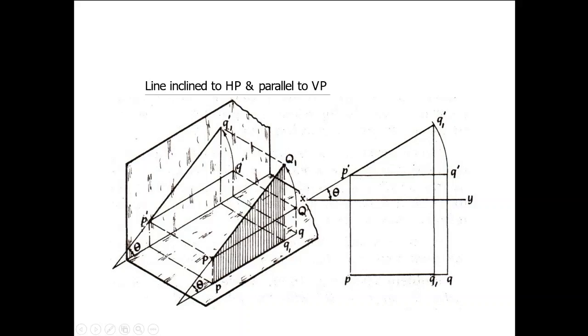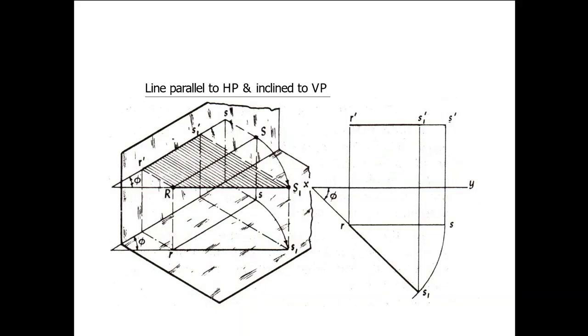We draw the front view, so the top view will be a straight line PQ1. Okay, this is the line inclined to the HP and parallel to the VP. Projection of the line when the line is inclined to HP and parallel to VP. Now we will see the line parallel to HP and inclined to VP. So this line RS1 is parallel to HP, but it is inclined at an angle phi with the VP.